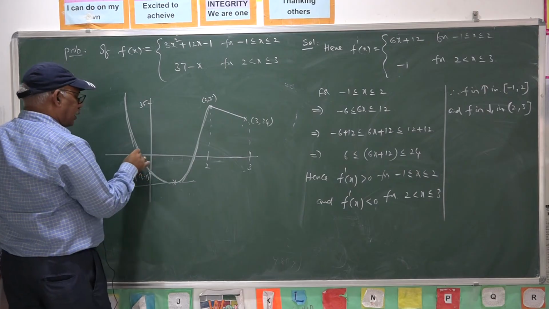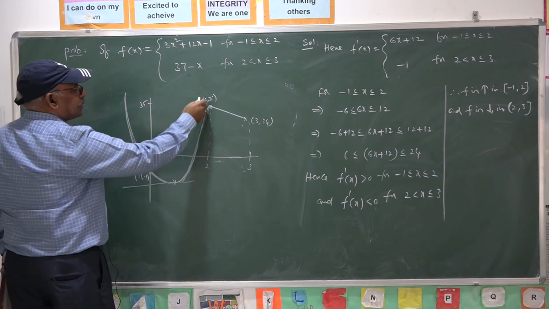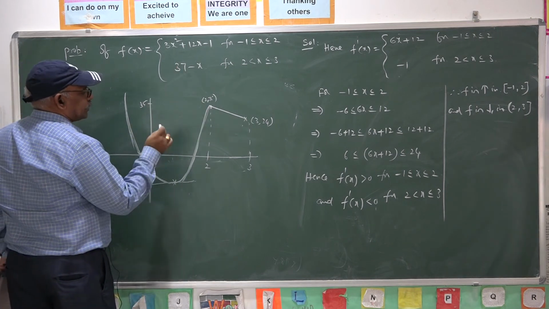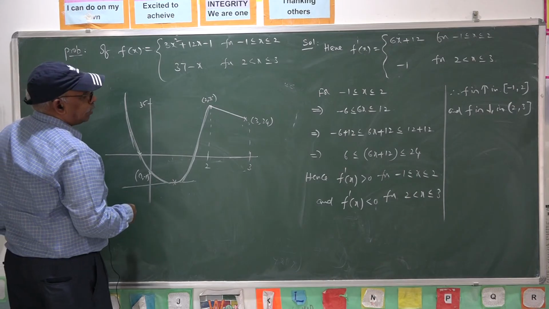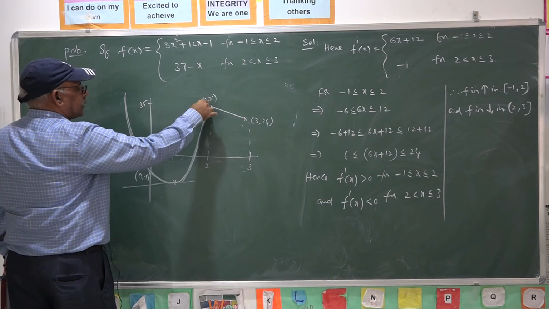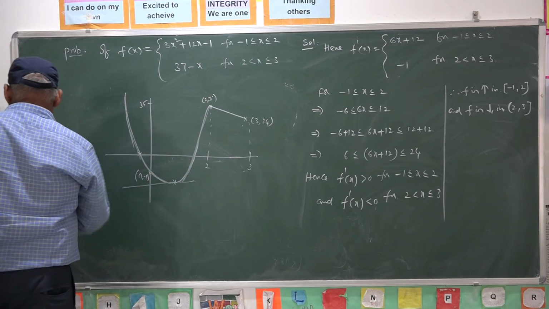So, the graph of the curve is like this until minus 1. Until minus 1, it is of course increasing. Of course, the graph is increasing in nature, like this. This one is like this. This one is like this.